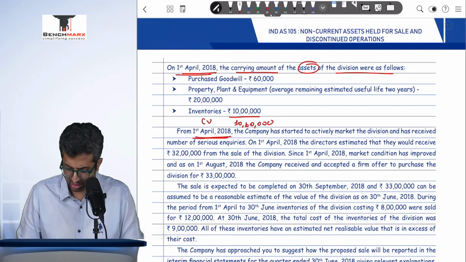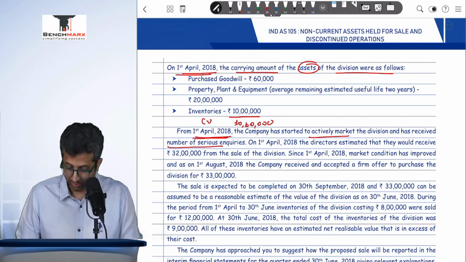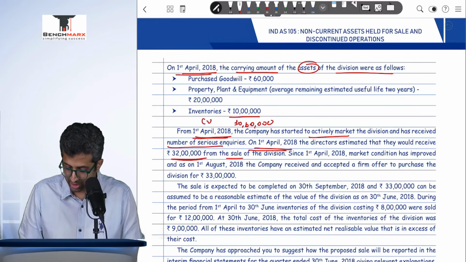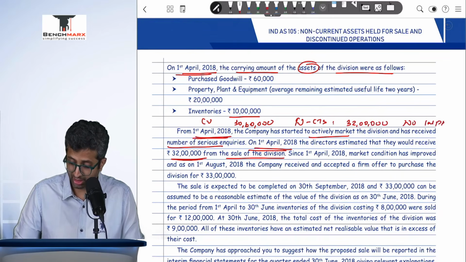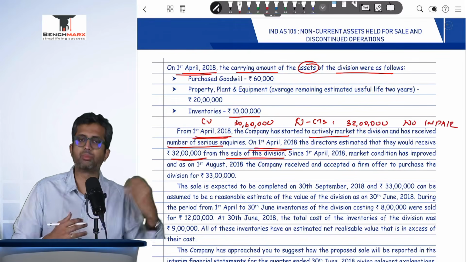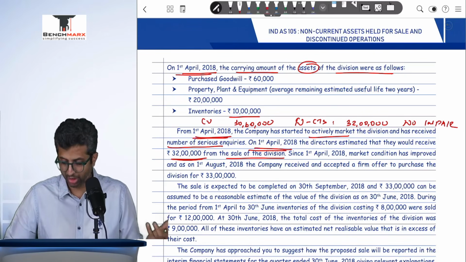From 1st April 18, the company has started to actively market the division and has received number of serious inquiries, which means the active process is initiated. On 1st April 18, the directors estimated that they would receive 32 lakhs from the sale of the division. So your fair value less cost to sell seems to be 32 lakhs, which means is there any impairment? No. Remember, it is not necessary if there is an impairment. If there is an impairment, yes, you will allocate first to goodwill and then to, let's say, PP. But there is no impairment over here.